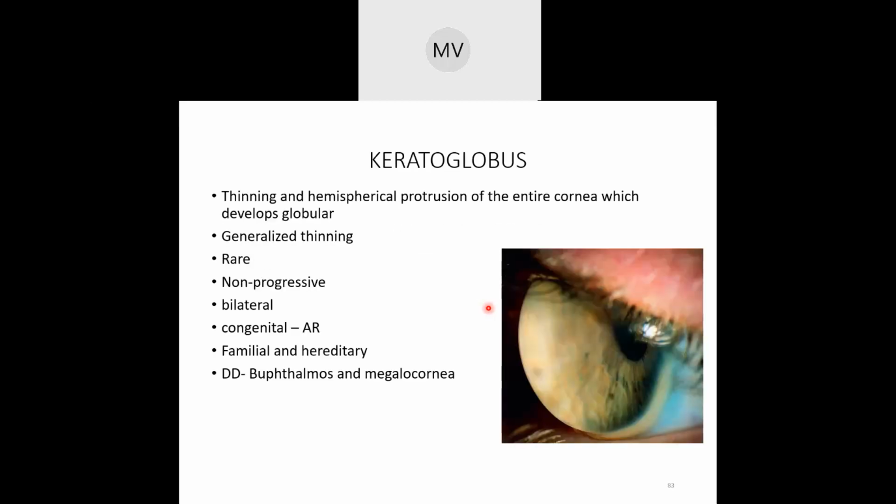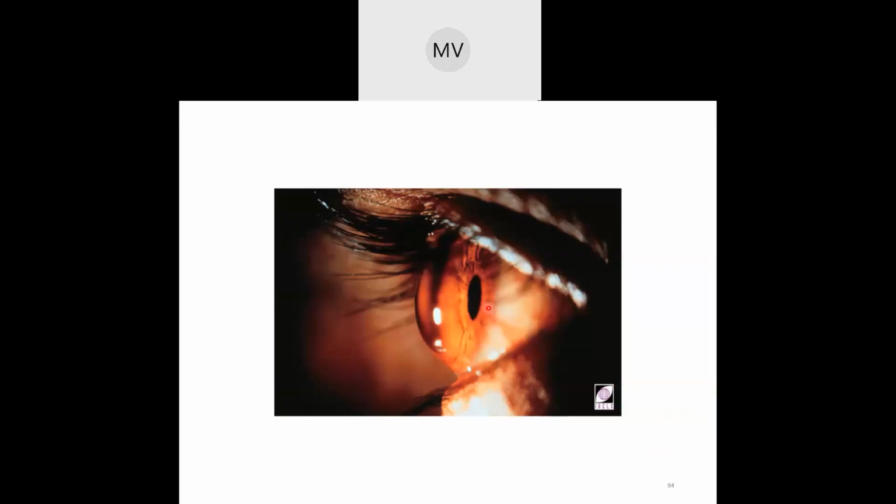Then keratoglobus: thinning and hemispherical protrusion of the entire cornea, which develops globular generalized thinning, and which is very rare compared to keratoconus. It's a non-progressive disorder. Bilaterally we will be able to see keratoglobus. Congenital autoimmune response: because of the autoimmune response, we will be able to see congenital keratoglobus. Familial and hereditary history will be there. Ophthalmos and megalocornea can also be observed.